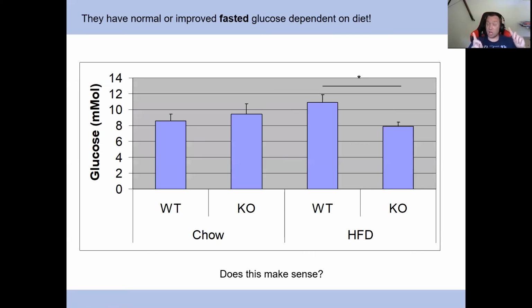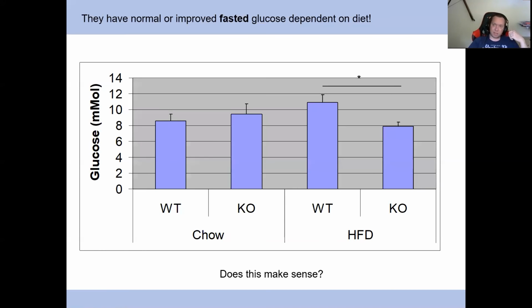The answer is no. Rather bizarrely, they actually have improved fasted glucose on a high-fat diet and normal fasting glucose on a chow diet. And this result has been seen before. Morris Birnbaum has published this result. And so why is this? Well, one argument, and I think that's the argument in the literature, is that they just over-secrete insulin. But it's never been very satisfactory to me why they would do this.